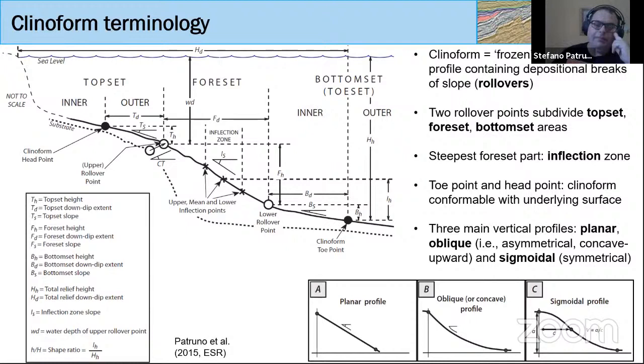Then profiles. Profiles, as I said before, can be planar, where you don't identify any breaks in slope. It can be asymmetrical, also known as oblique, or concave upward. And finally, it can be symmetrical or sigmoidal, where you identify two rollover points, one at the bottom and one at the top.